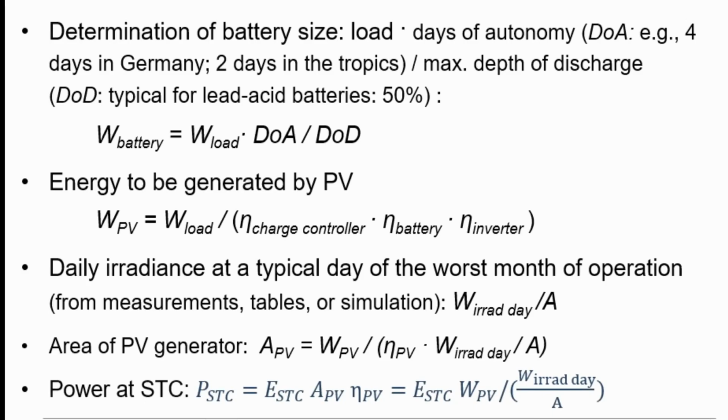Also, we can calculate the power at STC, but usually you don't buy it by square meter, you buy it by STC value, and that is given here. So you have the irradiance under standard test conditions times the area of your PV times the conversion efficiency, or if you put in the formula above here, you have just the irradiance under standard conditions, remember 1000 watt per square meter, times the daily energy to be generated by your PV generator, divided by your daily value of irradiance per square meter for the worst month of the year.